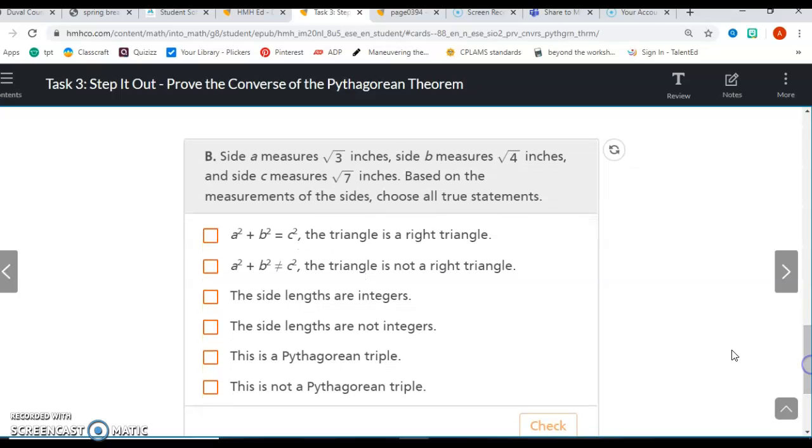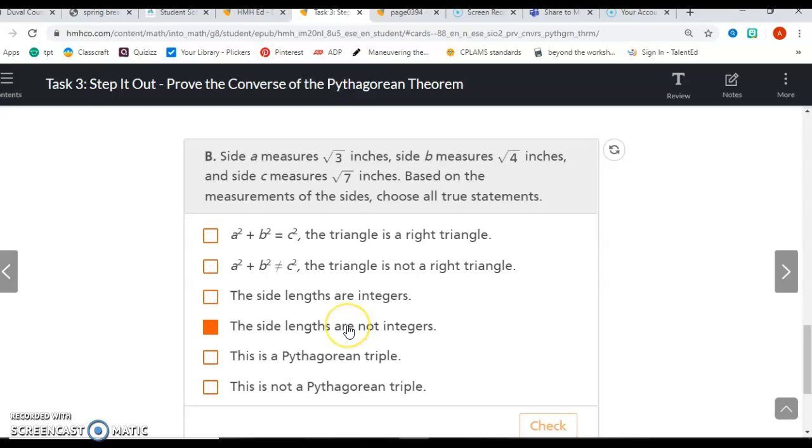Here's where I've seen some confusion. When they are giving you the measurements with a square root, with a radical sign, first off, is that an integer? No. That is a radical sign. That is the square root of 3, the square root of 4, and the square root of 7. The only one of those that equals a whole number is the square root of 4, because 4 is a perfect square, and the square root of 4 equals 2. Otherwise, the rest of them are not integers. They are not whole numbers.